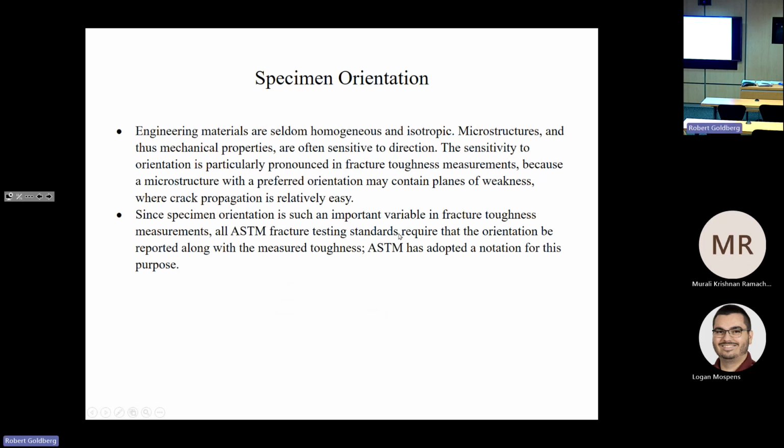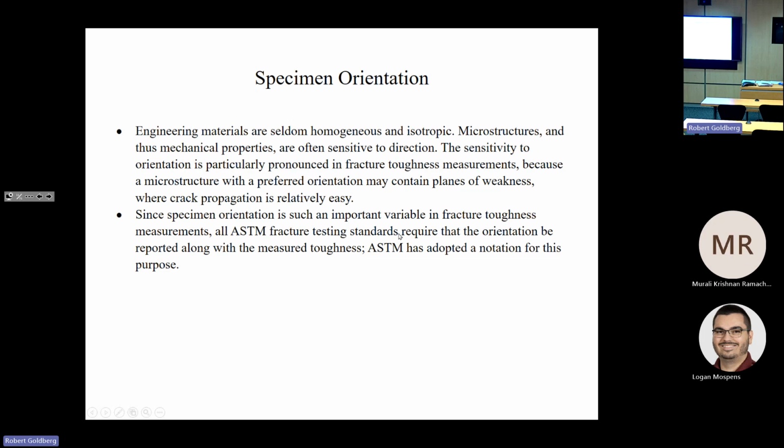Now, specimen orientation. Engineering materials are, as I talked about, seldom homogeneous and isotropic, and microstructures and thus the mechanical properties are often sensitive to direction. And the sensitivity to orientation is particularly pronounced in fracture toughness measurements because a microstructure with preferred orientation may contain planes of weakness where crack propagation is easy.